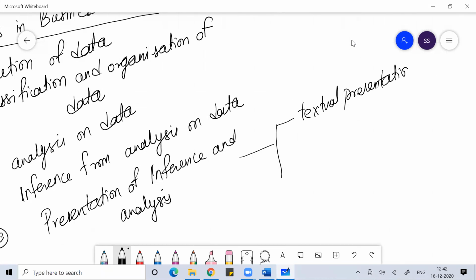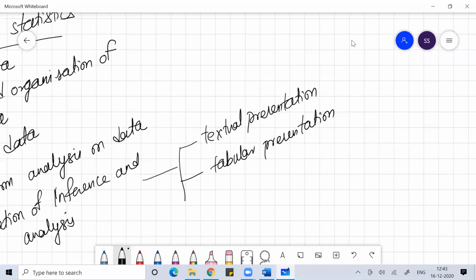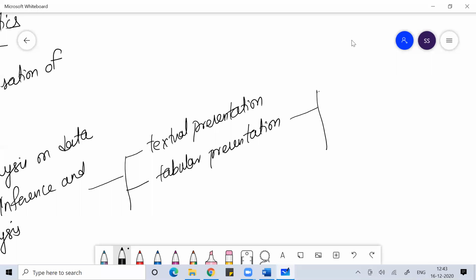After textual presentation, the next thing we talk about is tabular presentation. In tabular presentation, we can present the data in the form of tables. When we present the data in the form of a table, we discuss different parts of the table. The heading for the table is called box head. Then the heading of the column is called caption. Then the heading of the row is called stub.